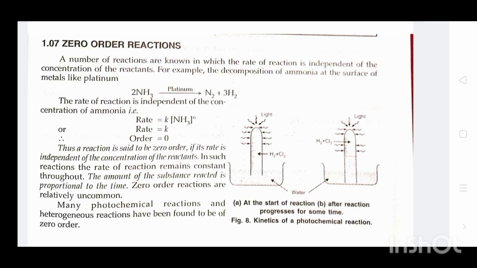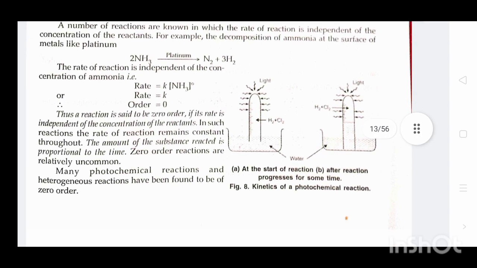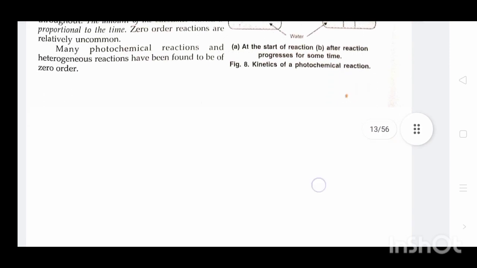Thus a reaction is said to be zero order if its rate is independent of the concentration of reactant. In such a reaction, the rate of reaction remains constant throughout. The amount of substance reacted is proportional to the time. Zero order reactions are relatively uncommon. Many photochemical reactions and heterogeneous reactions have been found to be zero order.